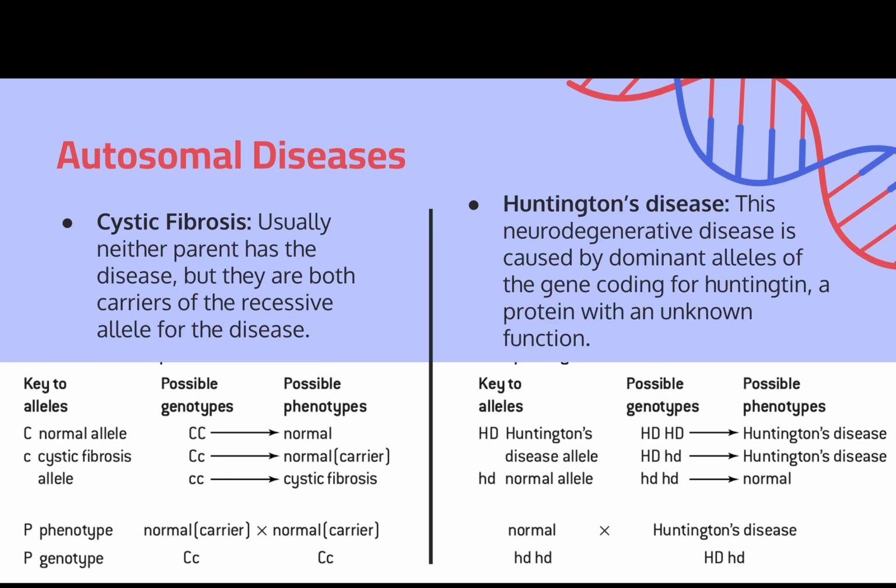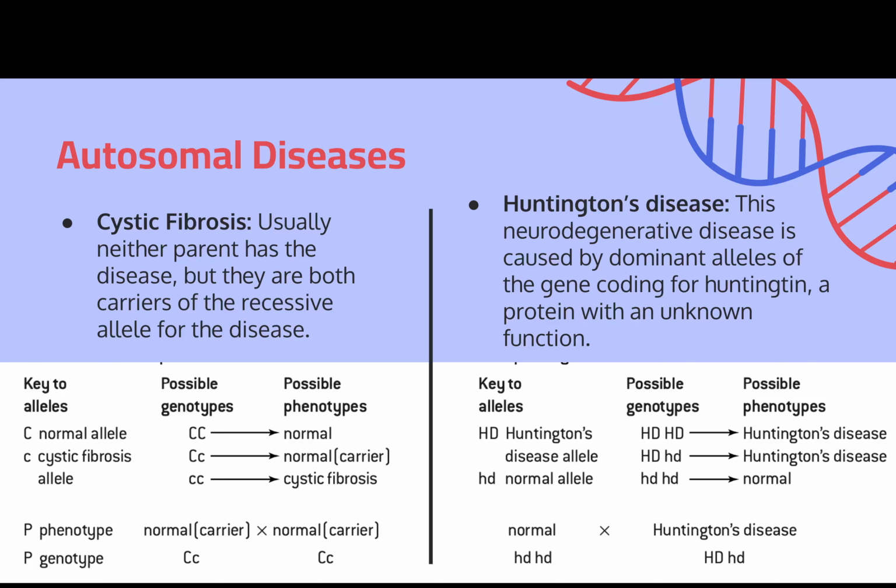The other disease that we need to know is Huntington's disease. This is a neurodegenerative disease, which is caused by the dominant alleles of the gene coding for Huntingtin, which is a protein with an unknown function. We don't know what it does, but it not being present causes neurodegenerative issues.